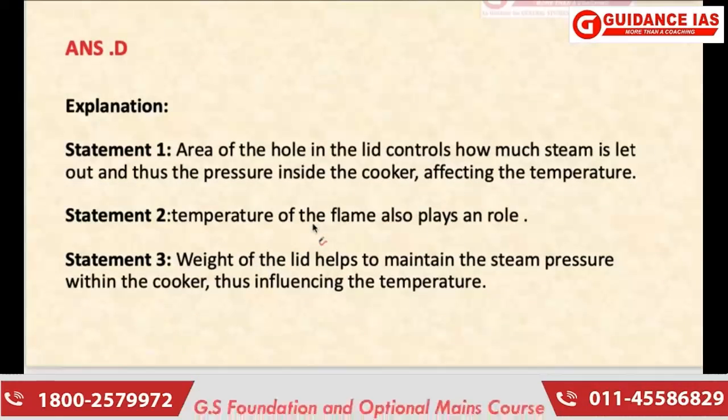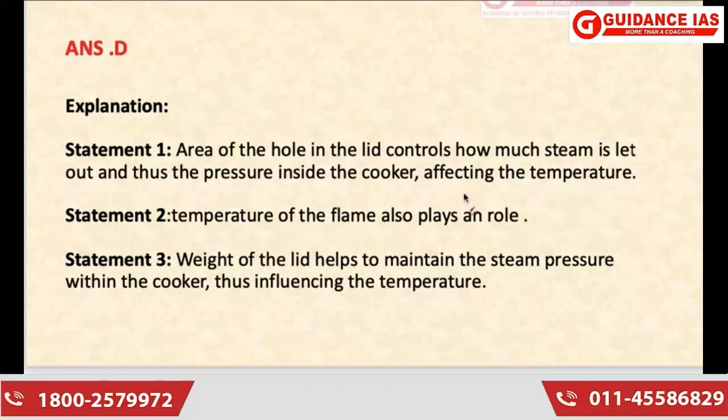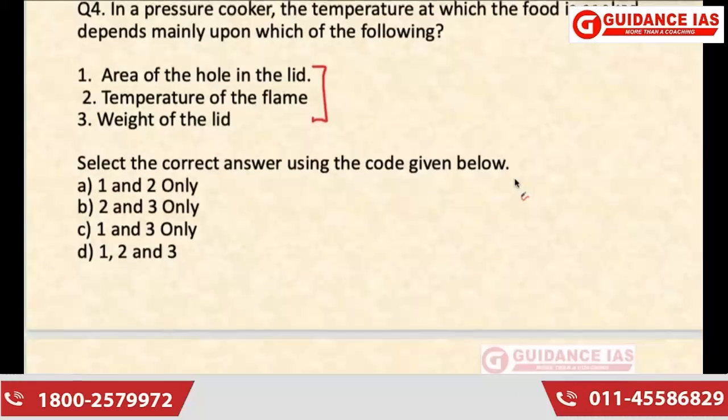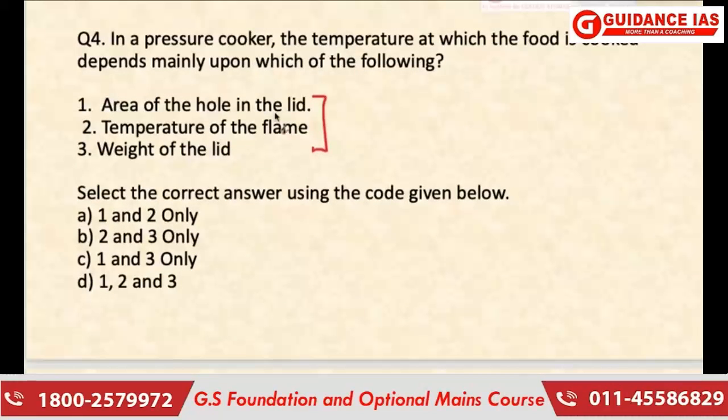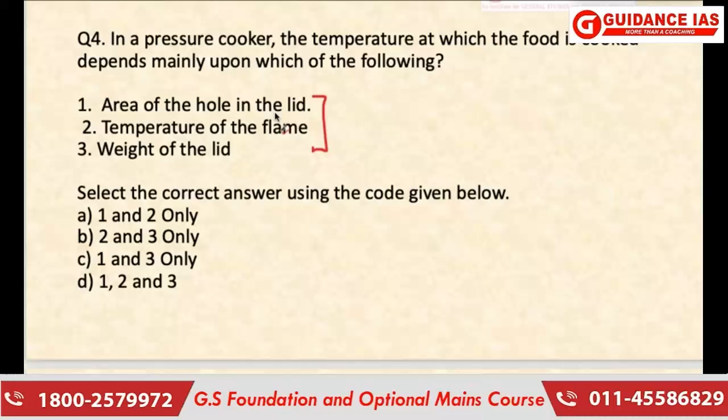See, the area of the hole in the lid controls how much steam is let out, and thus the pressure inside the cooker. Therefore, it indirectly affects the temperature. Therefore, the first option is the correct option, that the area of the hole in the lid is one thing on which the temperature depends.